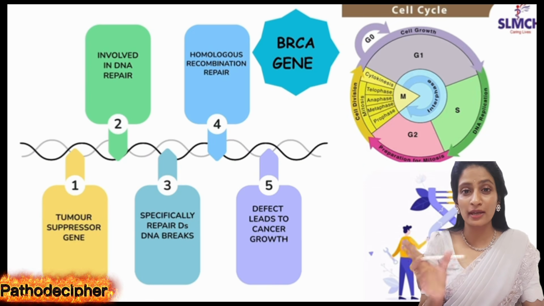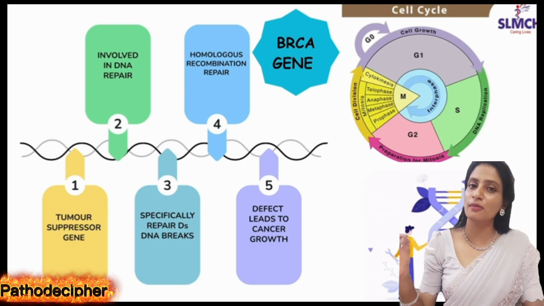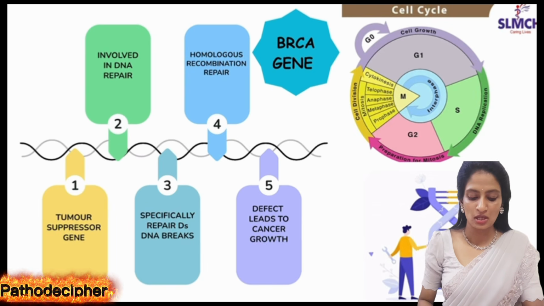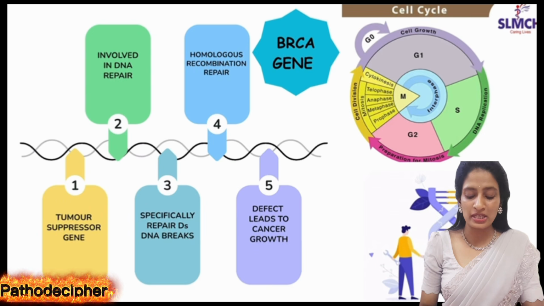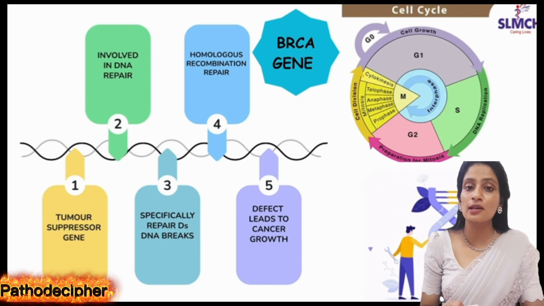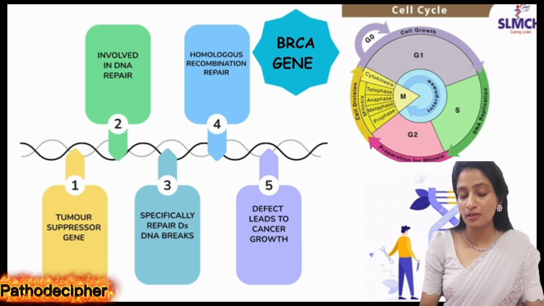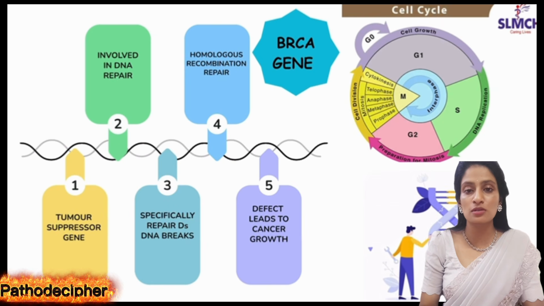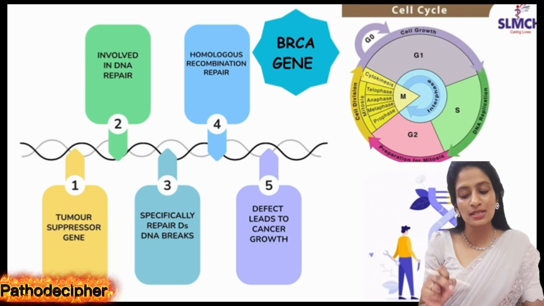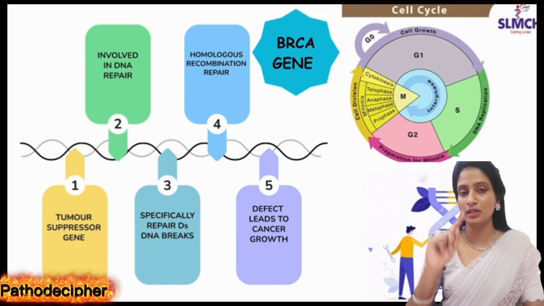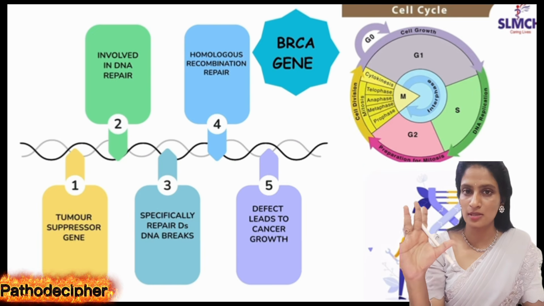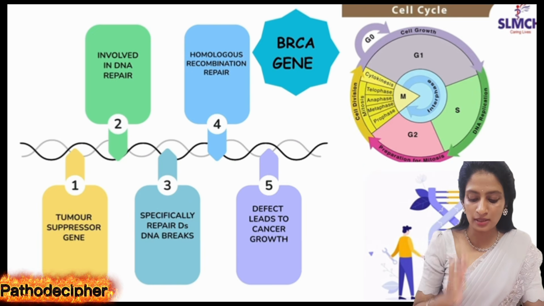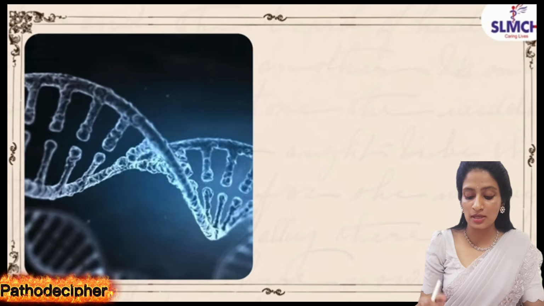But what if both mechanisms fail? Then comes your malignancy. That is what they are trying to say. So this tumor suppressor gene, BRCA, usually is involved in DNA repair, where specifically they repair the double-stranded DNA breakage. Predominantly they do it by homologous recombination repair, okay. Once there is a defect in this particular gene, an abnormal cell will enter the cell cycle and lead to proliferation of more abnormal cells, ultimately leading to cancer. So once there is a defect in the BRCA gene, it leads to cancer growth.